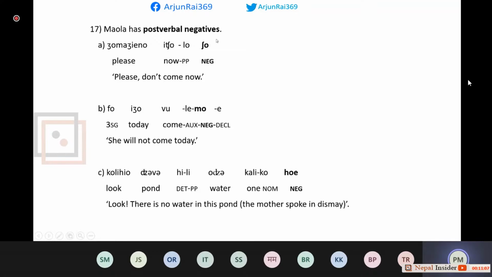Maola has post-verbal negatives, where the negatives occur post-verbally. Here the negative markers are mo and hoi. They serve as negative particles in Maola.